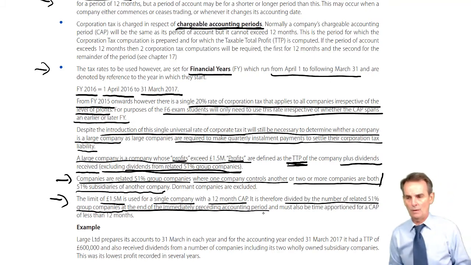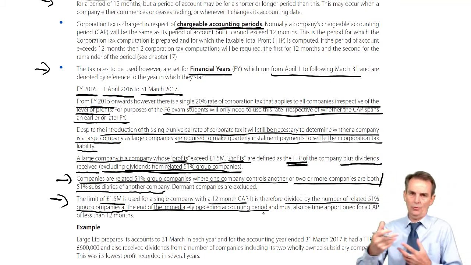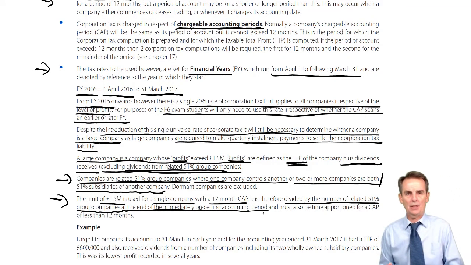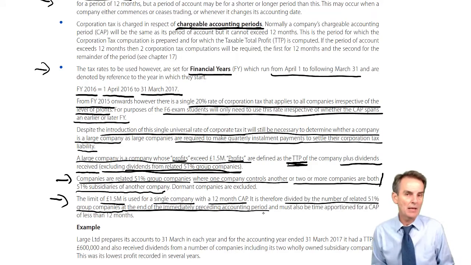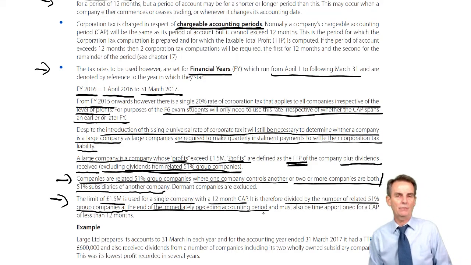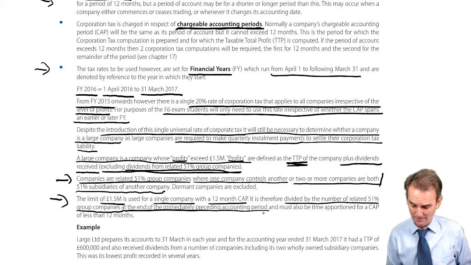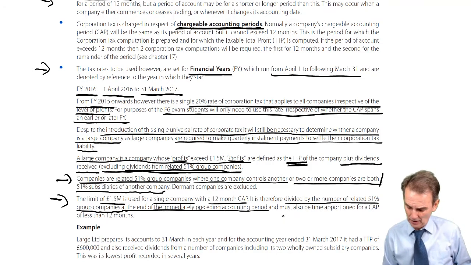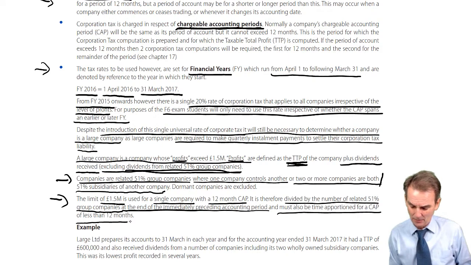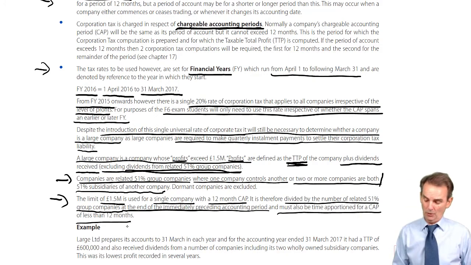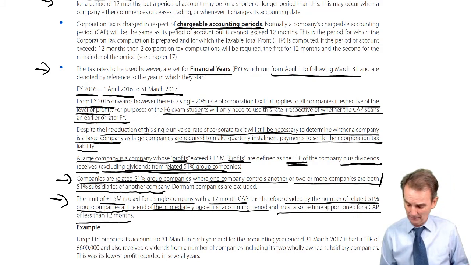So if therefore we bought a new subsidiary or sold an old subsidiary during this particular period, it's not going to impact on the profit limit we use for the period. It's based on the number of related 51% group companies that existed at the end of the previous chargeable accounting period. And as we've just been talking about, if we're talking about a short chargeable accounting period, then we must time apportion those profit limits as well.